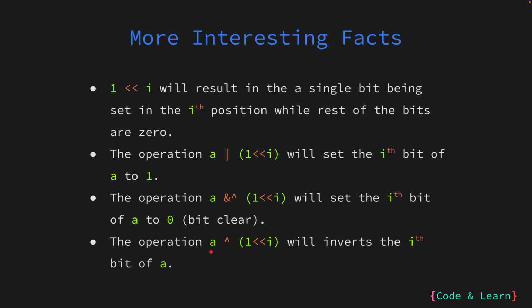Next, we have the operation A ^ (1 << i), which will invert the ith bit of A. When you perform this operation, you are creating a bit mask with a single bit set to 1 at the ith position and then performing a bitwise XOR operation with the original number A. This effectively toggles the value of the ith bit in A, flipping it from 0 to 1 or from 1 to 0 while leaving the other bits unchanged. So these are a few examples of how shift operators are used in conjunction with the logical bitwise operators to perform bit manipulation at a lower level.